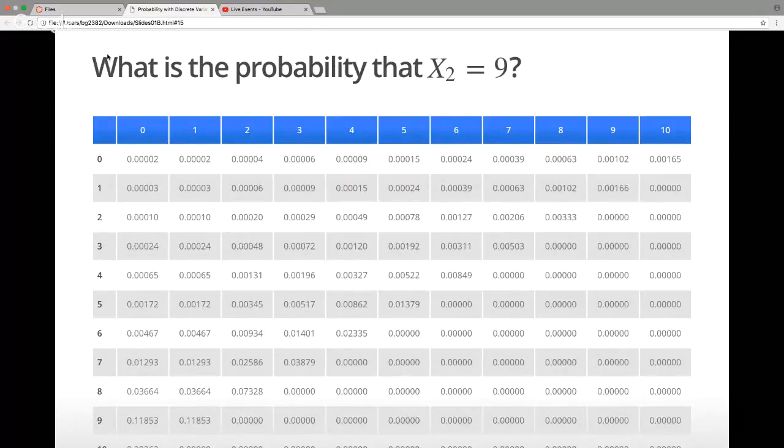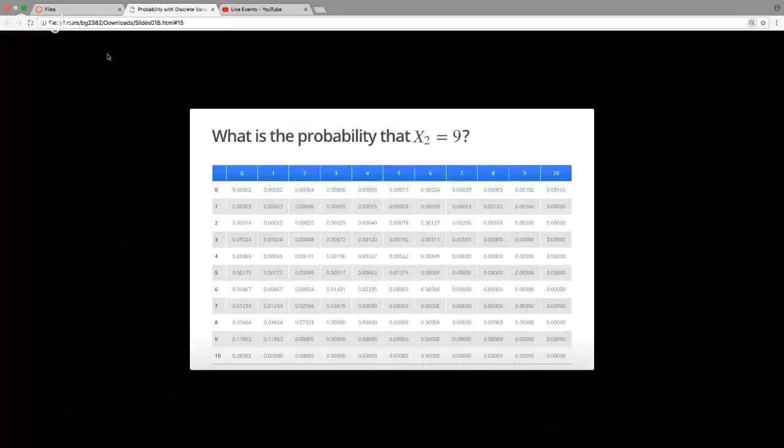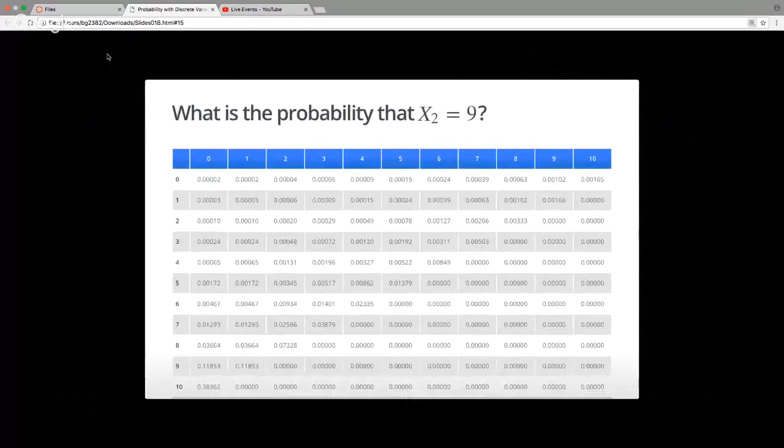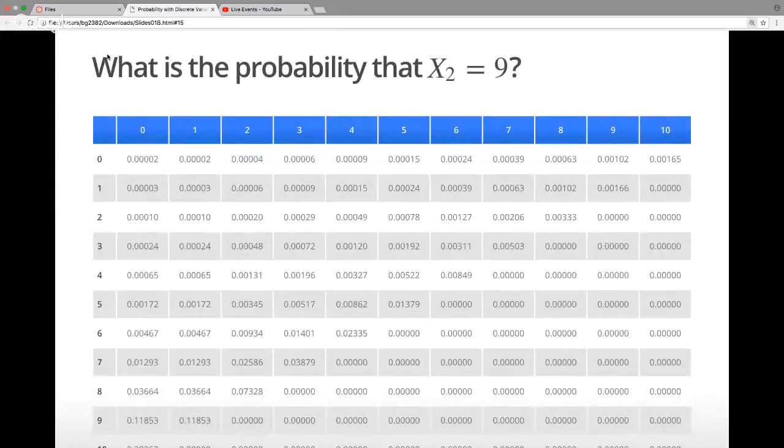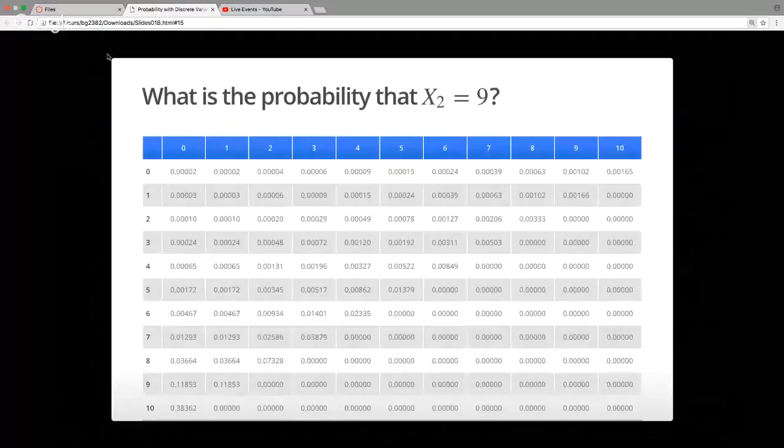Okay. So going back to the same table that we had before, maybe I can make it a tiny bit smaller. Nope, that's too small. Okay. What is the probability of knocking down 9 pins on your second roll if I don't tell you what happens on your first roll? What would that be?